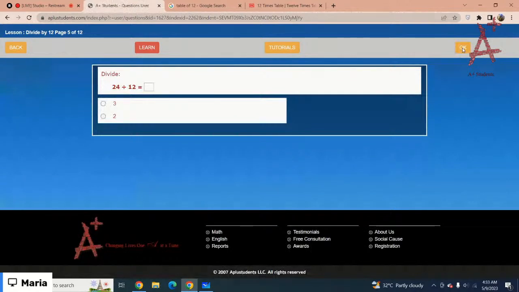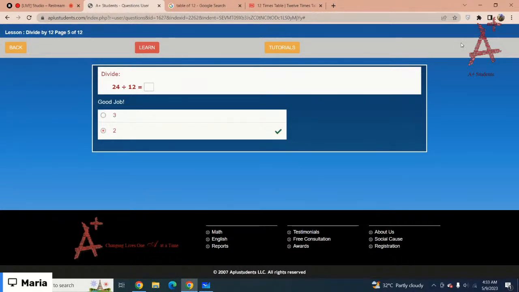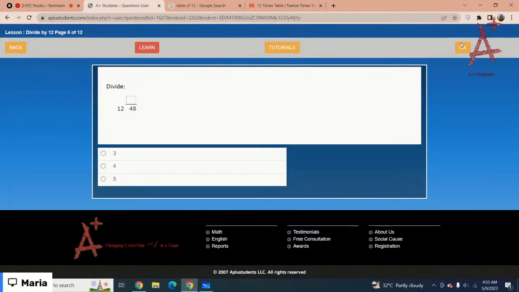12 times what number is 24? Yes, that would be 2. 12 times 2 is 24. So the correct option is 2. 12 times what number is 48? Very good. 12 times 4 is 48. That means the correct option is 4.